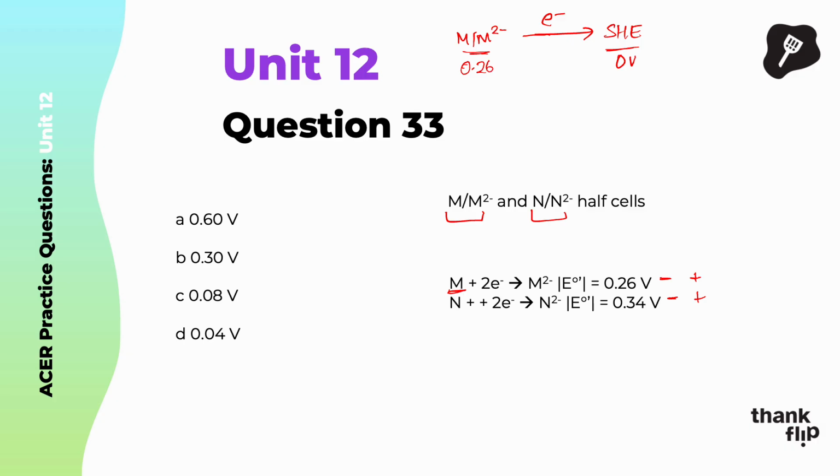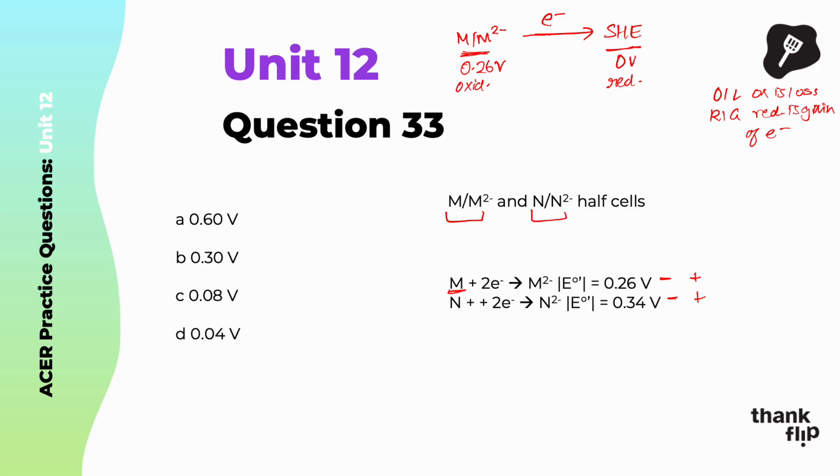For this, it's easier to figure out with OIL RIG, which is quite handy from your redox chemistry. Oxidation is loss, and reduction is gain of electrons. Because the electrons are flowing away, this is getting oxidized. They're losing electrons, so it's being oxidized. Now, the hydrogen electrode is gaining these electrons, so this means that it's being reduced.